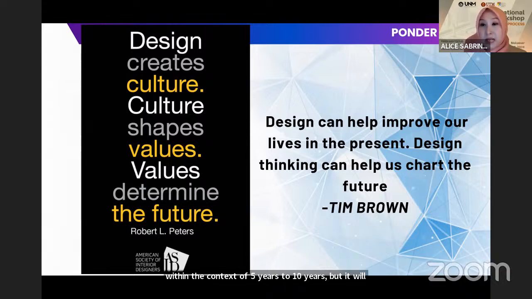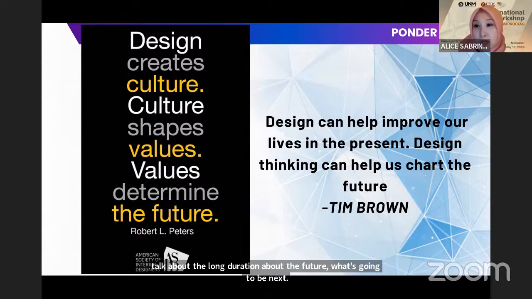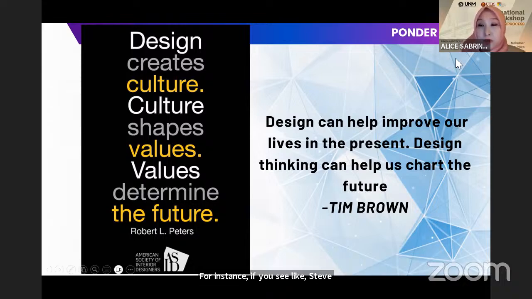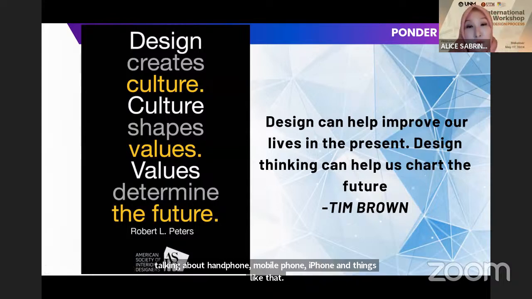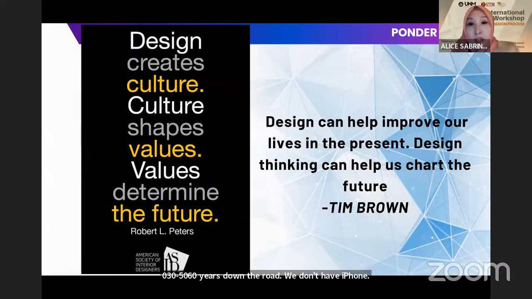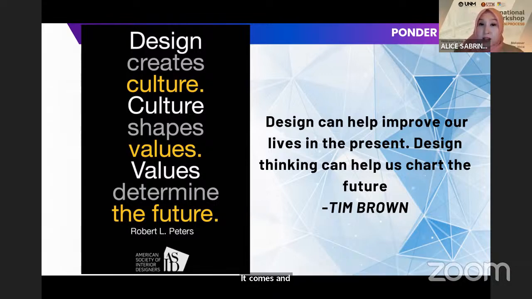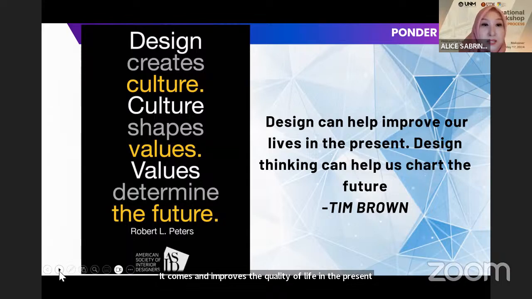For instance, Steve Jobs was talking about the handphone, the mobile phone, the iPhone and things like that. 40, 50, 60 years down the road, we don't have the iPhone. We don't have podcasts. We don't have iPods and things like that. But now, when all of this design and technology comes into place, it improves the quality of life in the present. So this is actually a benefit to the user and to the community.